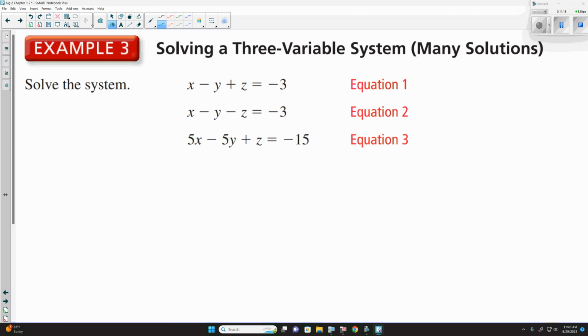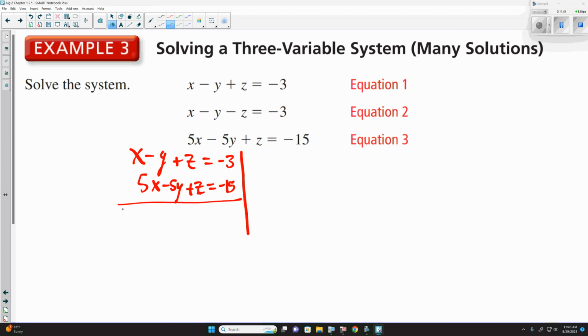I'm going to show you this one more time. You guys can watch it. I'm going to eliminate z first this time. And I'm just going to use the bottom equation as the eliminator equation. Because if I eliminate it from the top one, we would subtract again.